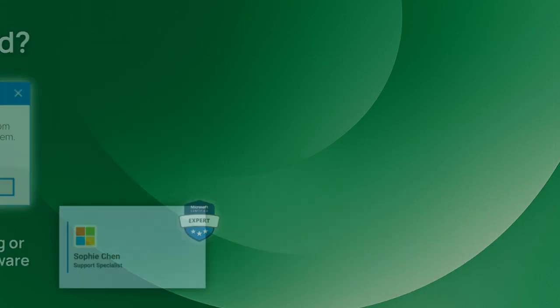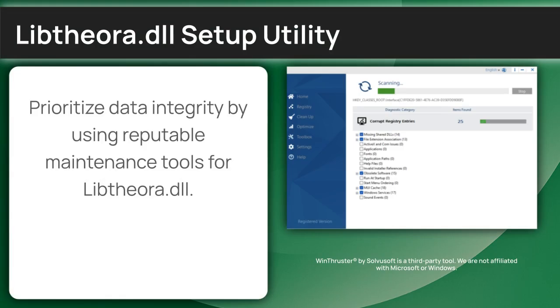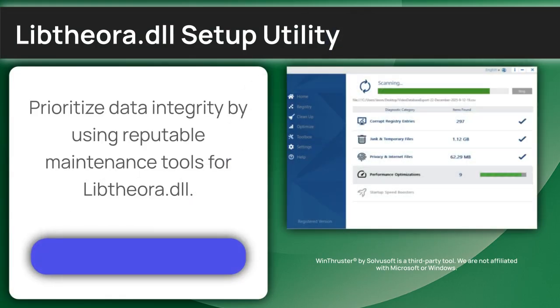Let's solve this library conflict so you can get back to what matters. As we look at the manual steps for Libtheora, there is also a diagnostic resource for reviewing your overall system health.